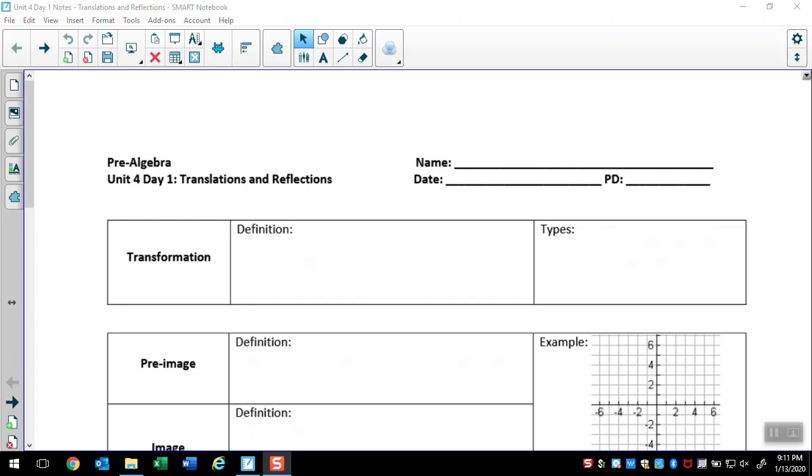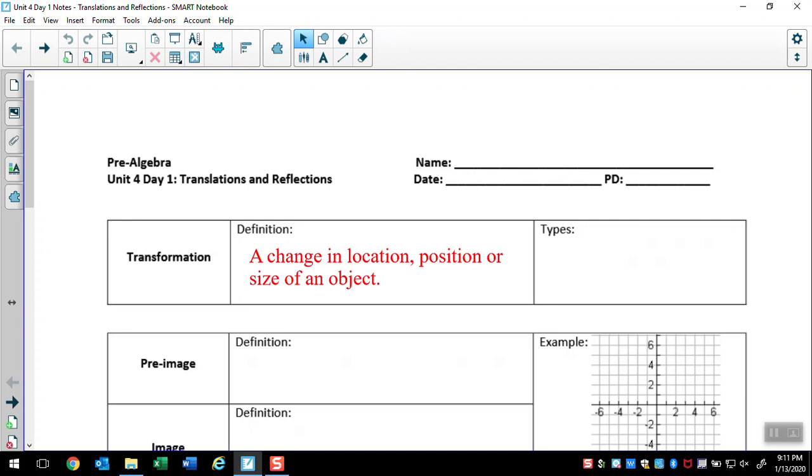Alright, so let's start talking about the general overall topic of this unit, which is transformations. A transformation is a change in location, position, or size of an object. There are three different types of transformations that we'll be talking about in this unit. We have translations, reflections, and dilations. Today's focus will be on the first two, translations and reflections.